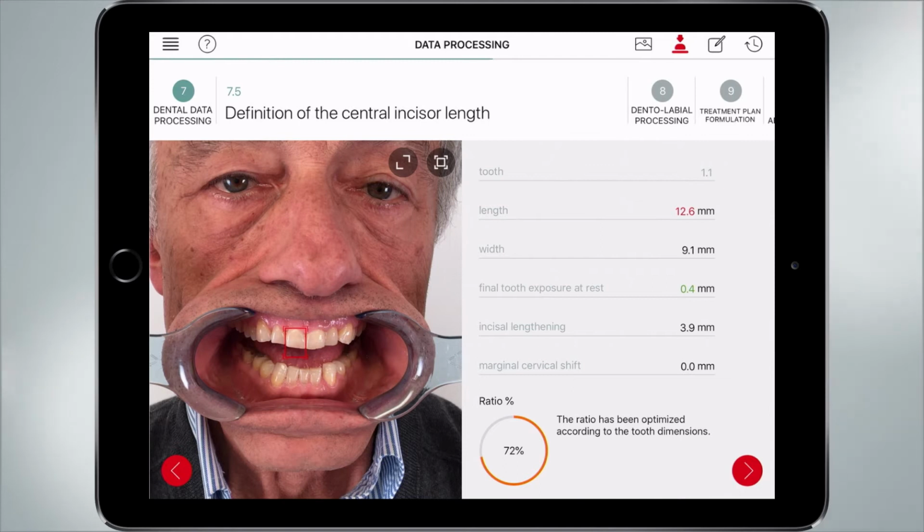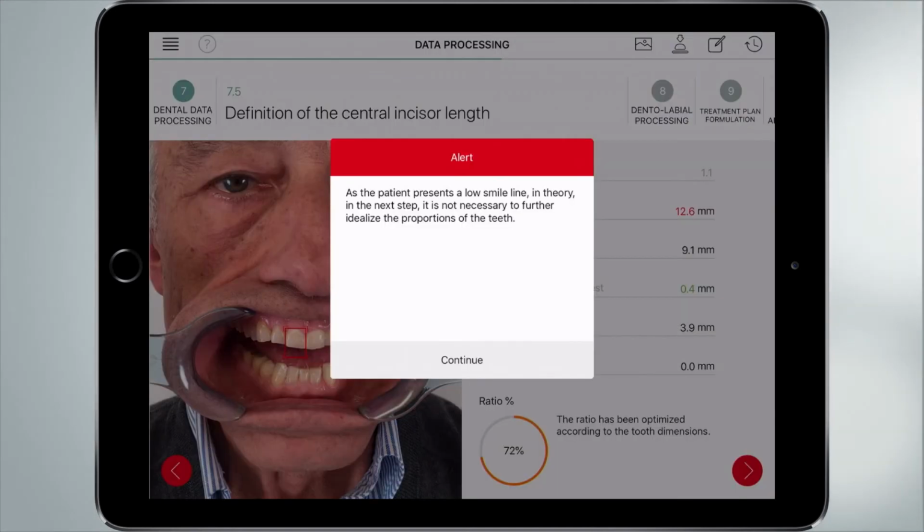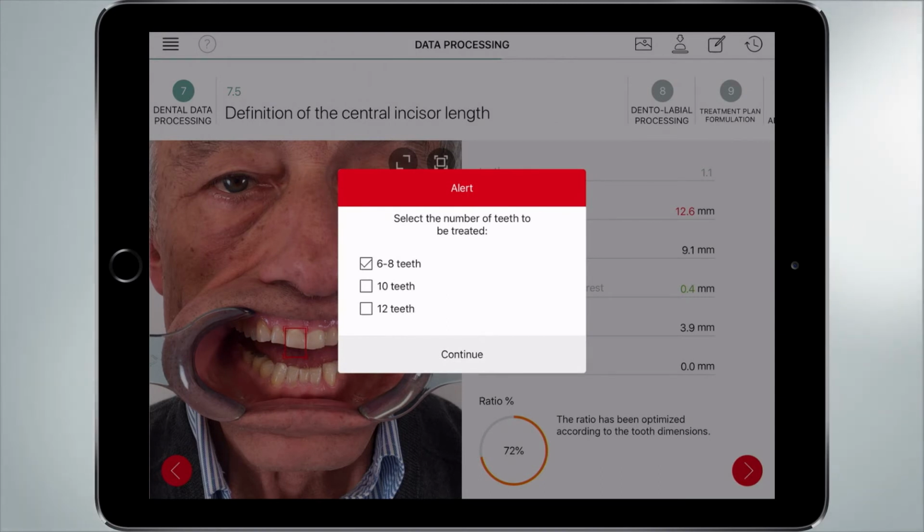So now we go ahead from 7.5 to step 7.6, but again, the alert tells us what I told you already. As the patient presents a low smile line, in the next step, it's not necessary to further analyze the proportion of the teeth. Again, because nobody can see it with the low smile line. On the other hand, another alert tells you, select the number of teeth to be treated. And we put 12. All the upper arch is to be treated.